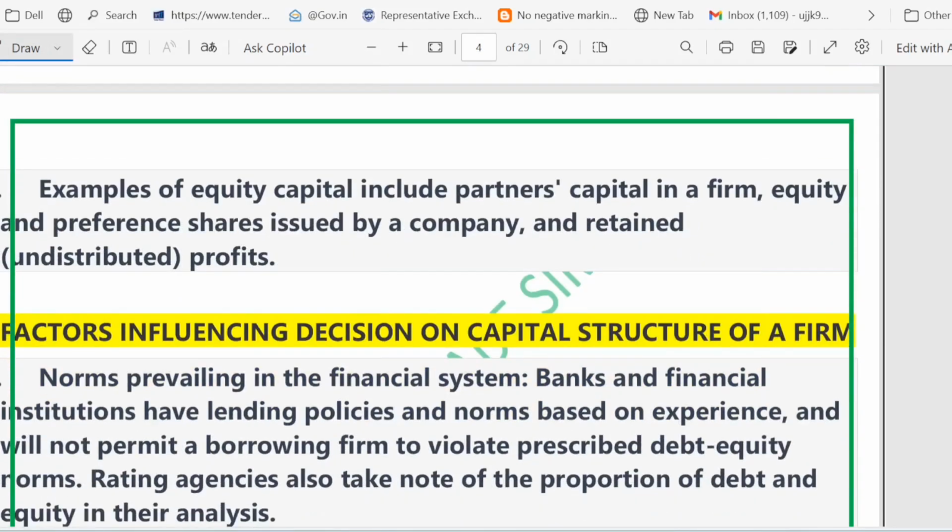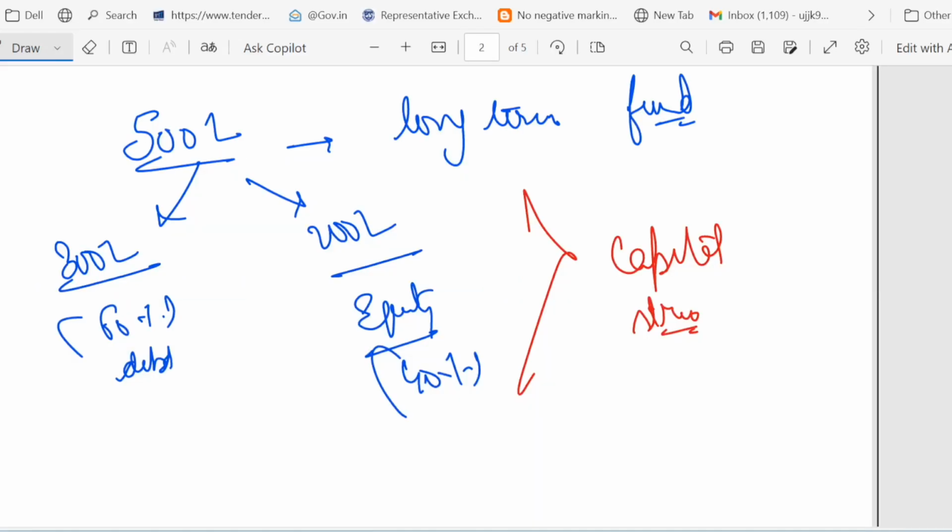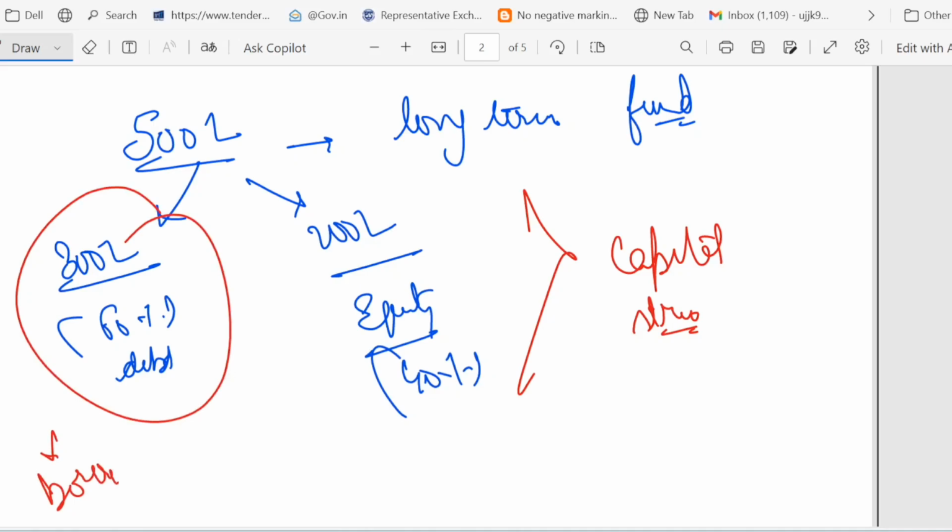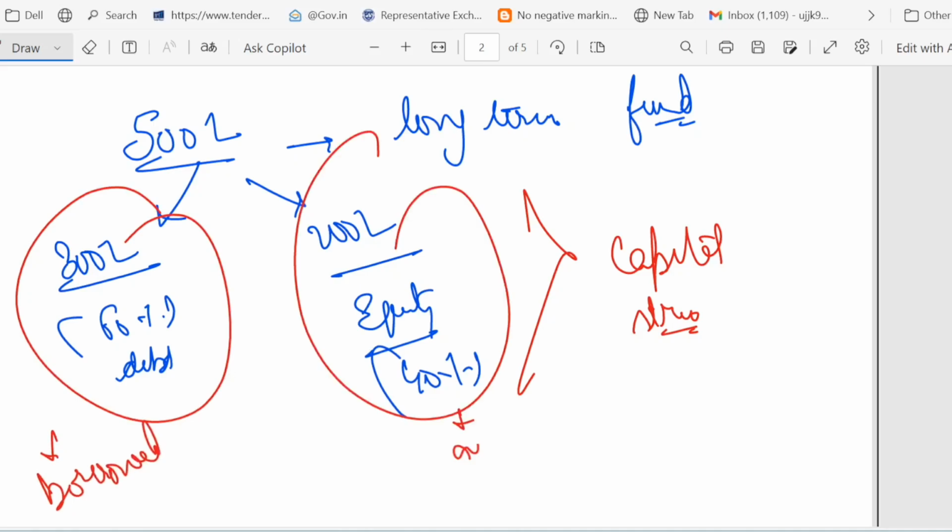And what counts as equity capital? What are the examples of equity capital? So partners' capital in the partnership firm, equity share, preference share issued by a company. Then the profit that a company keeps with itself instead of distributing it, that is called retained profit or undistributed profit. So in simple words, capital structure tells us how much of the business money is borrowed and how much is earned. This part shows the borrowed one and this part shows the earned one, right?